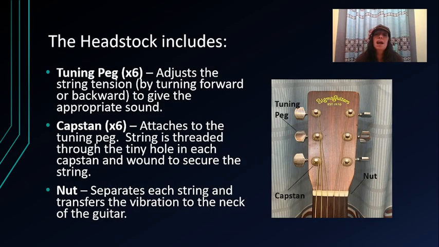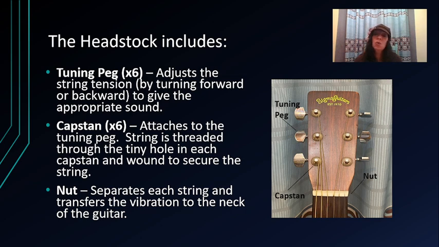All right, so we're going to focus for the moment on region 1, which is the headstock. Now you'll see on the right, I have a picture of the headstock of my own personal guitar, and you will see that I have notated here tuning pegs, capstans, and nut. So the tuning pegs adjust the string tension by turning them forward or backward to give the appropriate sound. The capstans attach to the tuning peg, and the string is threaded through each of the tiny holes of those capstans, and then they're wound to secure the string.